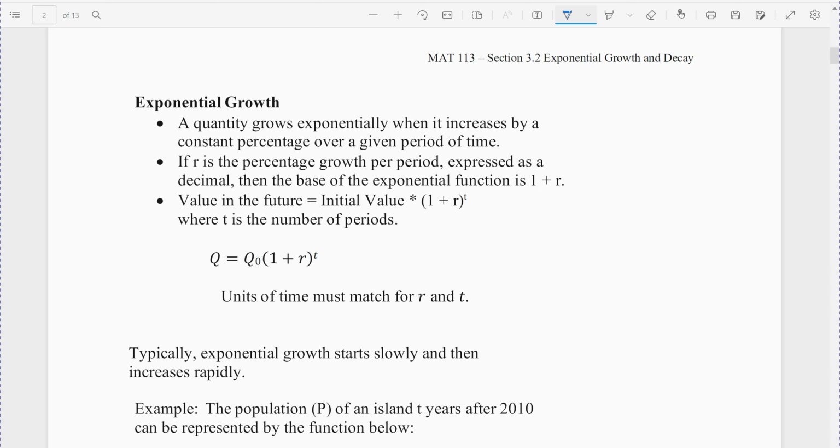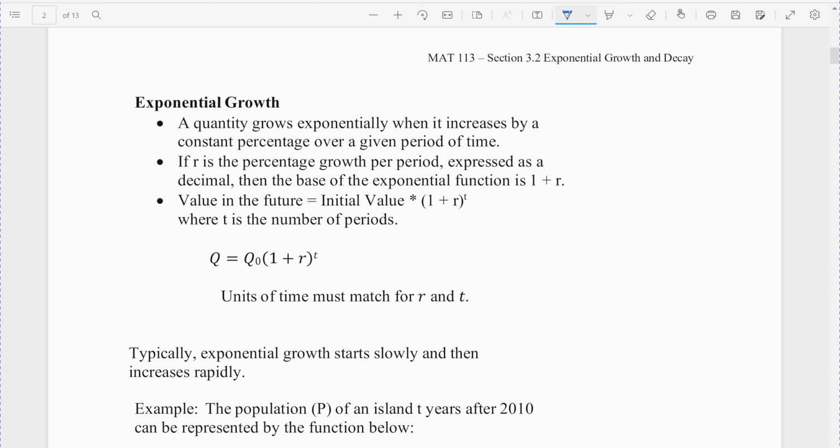So suppose R is that percent growth per period, so whatever we're growing by, that's the percentage at which we're growing, like the 20% in the first example. Again, when we always deal with it, we always put it as a decimal when it goes into the equation. And so what we do is take the base equation and add 1 to it. And the reason we're adding 1 to it is because we're adding our initial value.